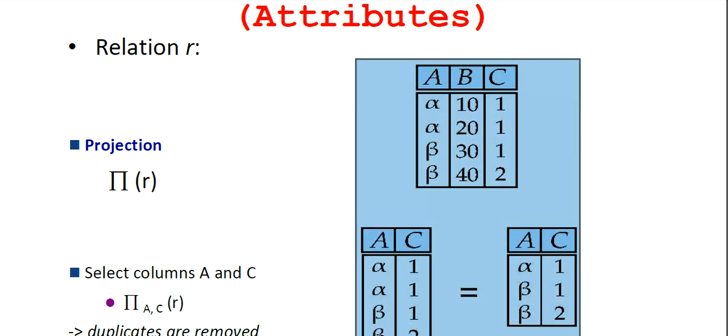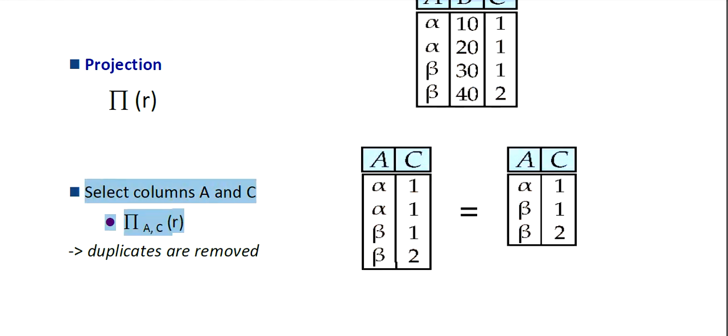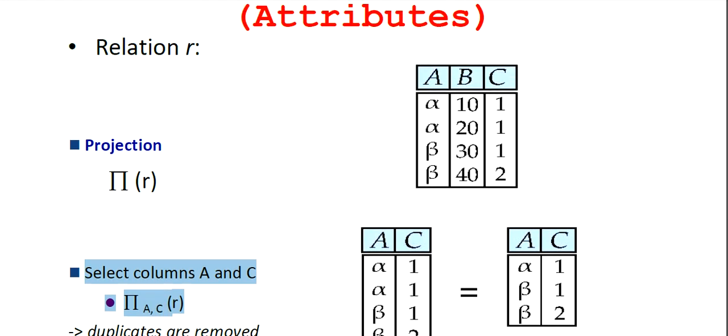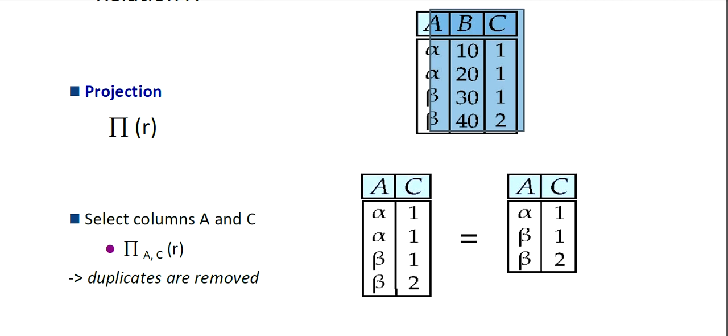Now I am applying this projection operator on AC. So what would happen then? Out of this ABC, only A and C will be selected and the duplicates are removed. So apply this to this table, which means select columns A, C from R. Now this is the result, AC coming.